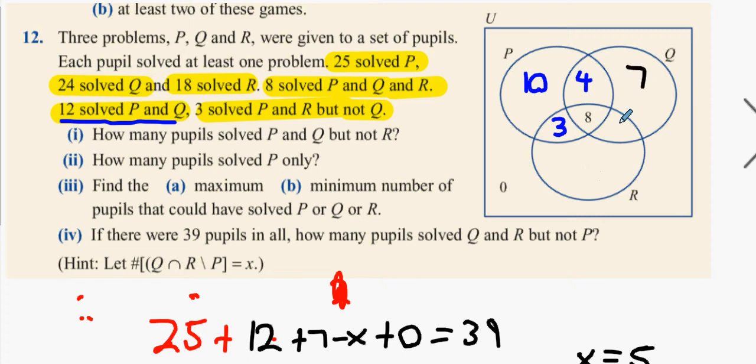7, 5, and 2. How many people solve P and Q but not R? P and Q, not R. 10, 14 plus 7? 21. How many pupils solve P only?